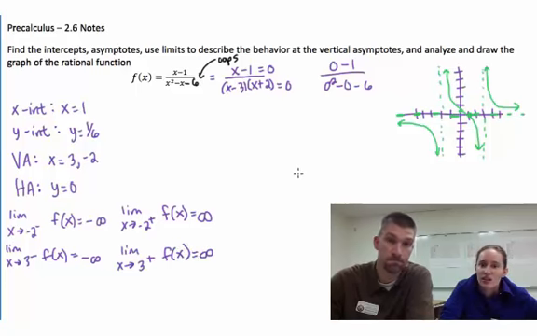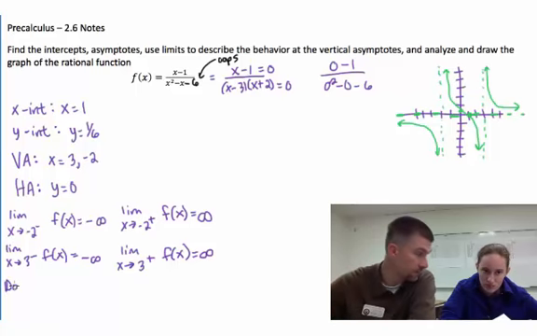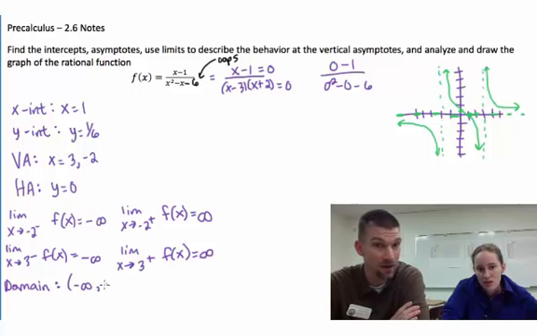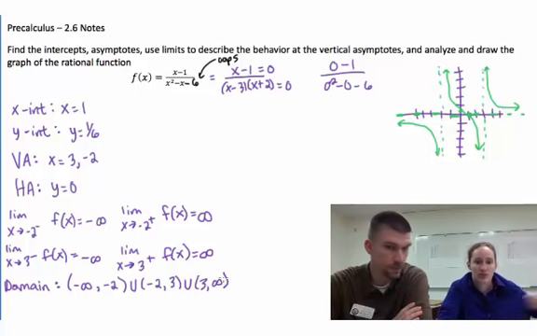Okay, and then analyze. Analyzing, remember, is all kinds of stuff, like domain. Guess what 2 numbers we can't have in our domain? -2 and 3, those vertical asymptotes, those places in the denominator where we get a 0. So we can go from -infinity to -2, from -2 to 3, and from 3 to infinity, but at -2 and 3, we can't include them.